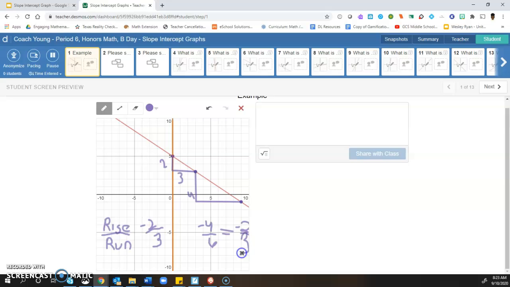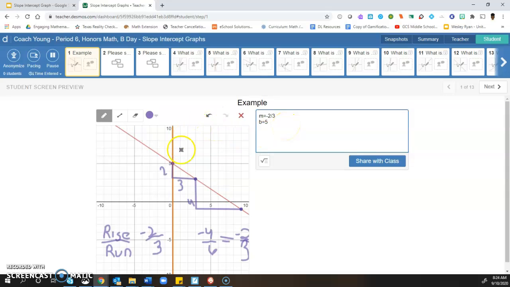Okay, so in your answer box, you are going to type m is equal to, and we're going to use the simplest form, which is -2/3. If you have an improper fraction like 2 over 1, your simplest form would be 2. And then I'm going to type b is equal to, and I look where my line crosses the y-axis. It crosses at 5. B is equal to 5. So you're going to write your slope and your y-intercept in the box here, and you are going to show your rise over run on your graph.